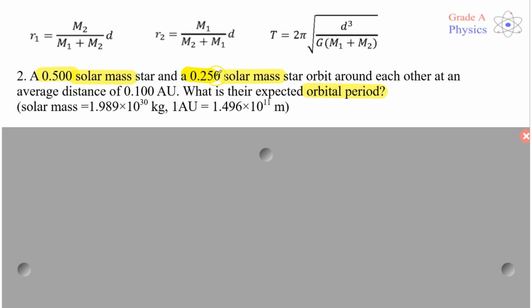Okay, 0.25 solar mass. What's the solar mass? It tells us in the question. So it's just going to be 0.5 multiplied by this, 0.25 multiplied by this. They also tell us about AU. Now, some exam boards talk about astronomical units. It's quite a useful measurement if we're looking at relatively small distances in space. So 1 AU is the average distance between the center of the sun and the center of the Earth.